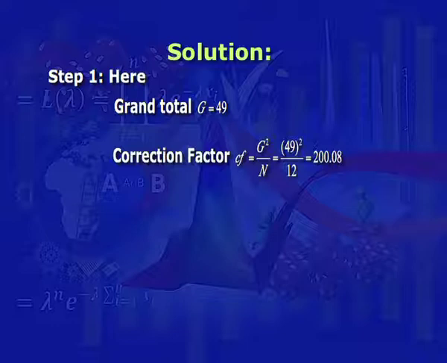Correction factor CF equals G square divided by capital N. Capital N is 12. Grand total is 49. Substituting in the formula of correction factor, we get the answer 200.08.